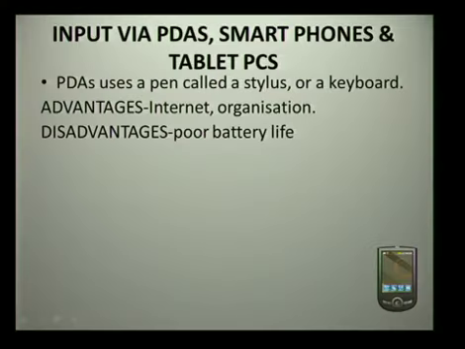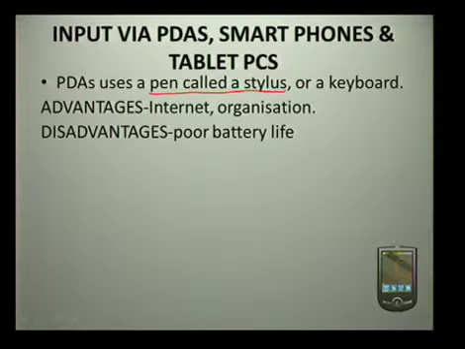Right, then we're going to look at some PDAs as well as smartphones and tablets. Now these are some of the input devices that we also have, but why would you say a PDA would have this input device? PDAs use a pen, which we call a stylus, or they also have a keyboard. Advantages of having a PDA: you can get internet, and you can organize by getting your calendar and contain telephone numbers as well as contact details. A disadvantage is that it has a poor battery life.